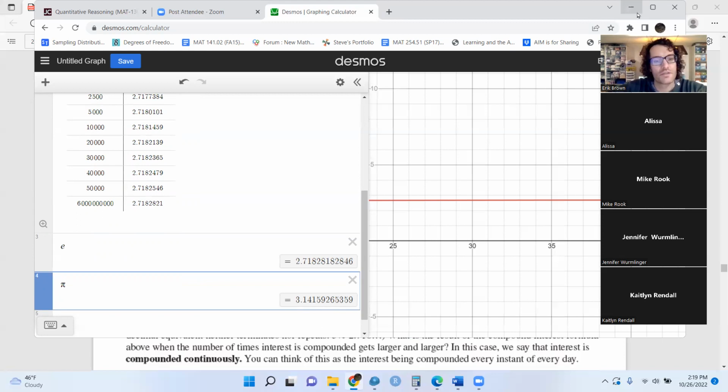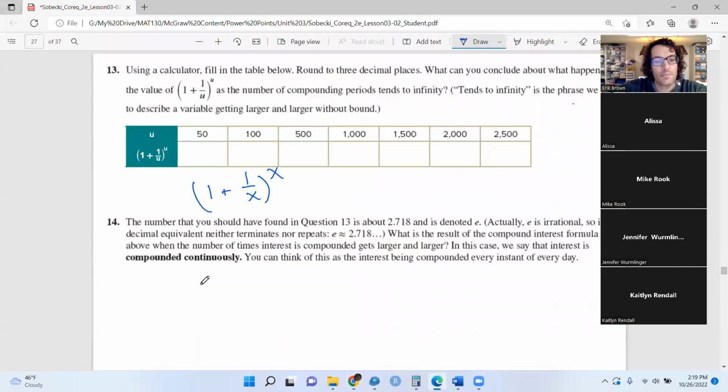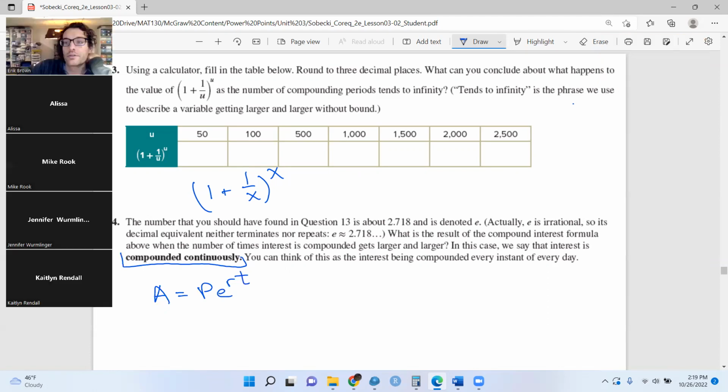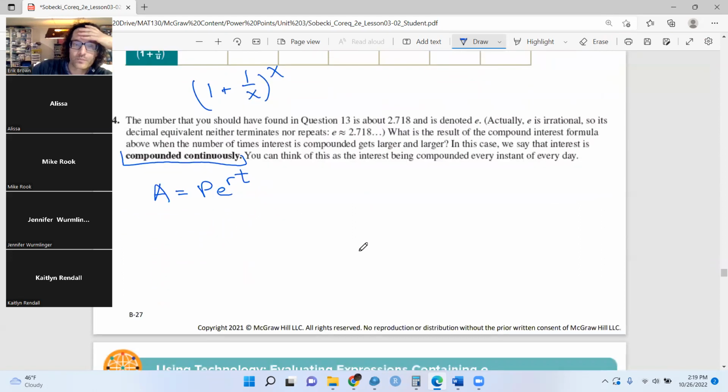So I'm just going to write down what this formula is. The compounded continuously formula is A equals P times E raised to the RT. That's the compounded continuously formula. It turns out this isn't really used much in banking, like in financial markets or financial stuff. It does happen to model radioactive decay really well.